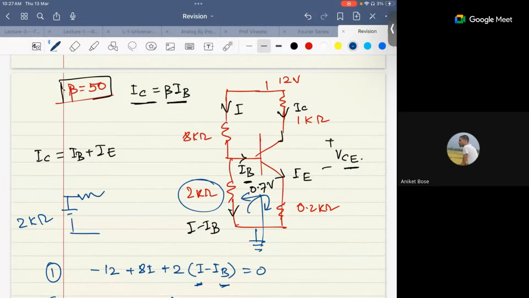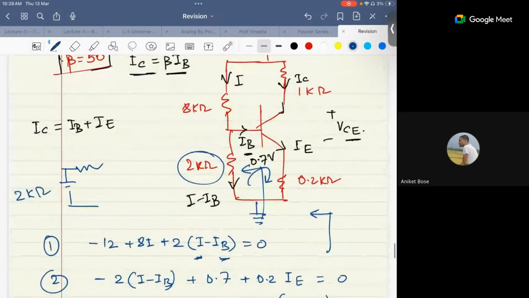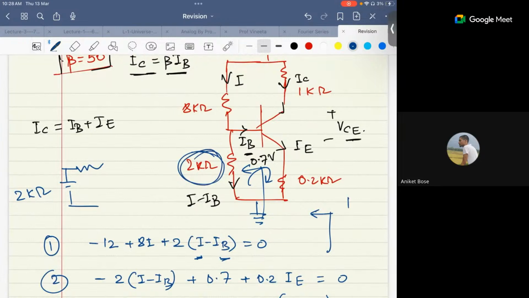If you are applying it at the 2 kilo ohm resistance, then you just take IB as zero, and then you calculate. You take IB as zero because that is open current only, right? Then you'll have a resistance RTH. I guess RTH will be 8 parallel to 2. How have you calculated this RTH?